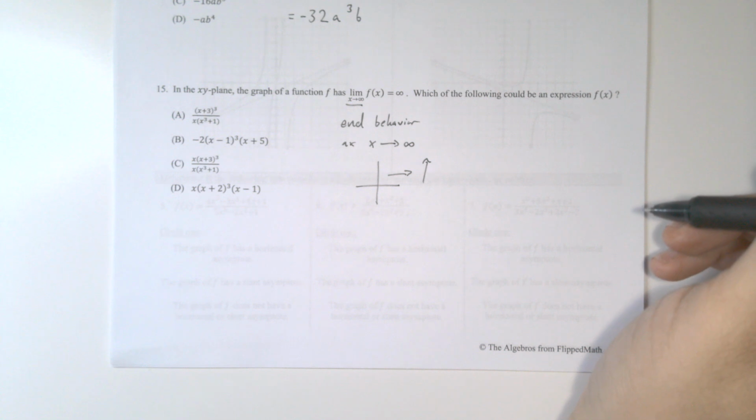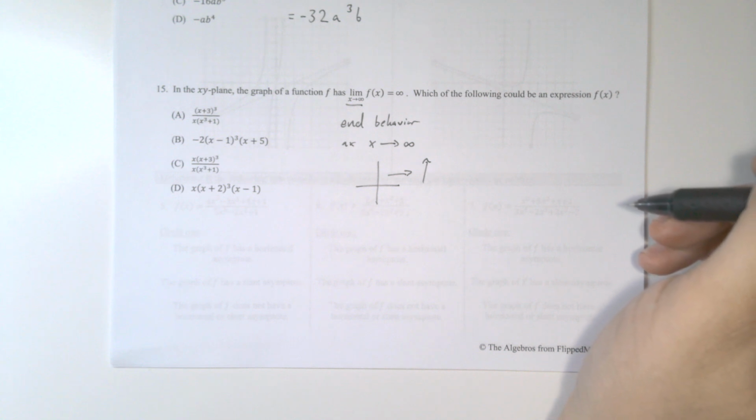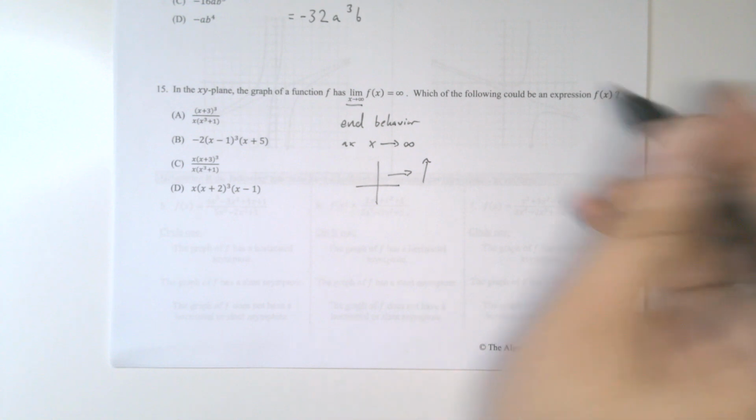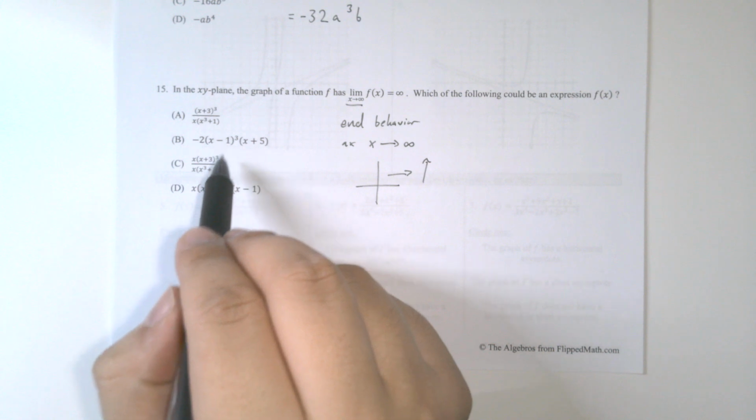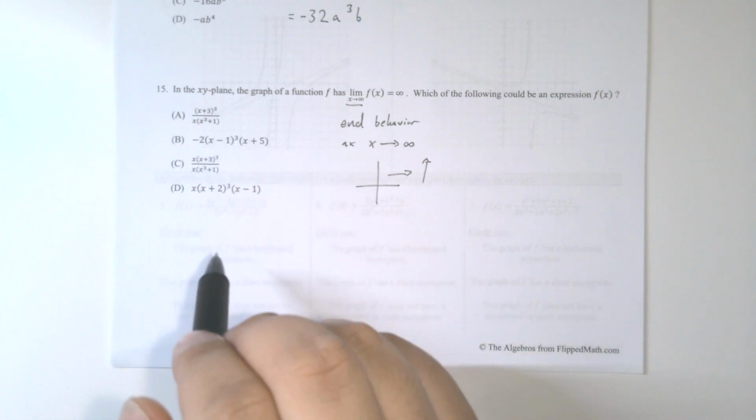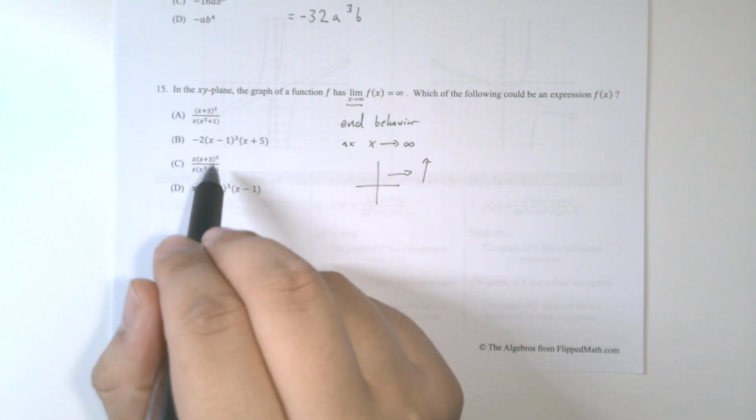Now this isn't directly related to this section necessarily, unless you want to multiply out the x plus 3 cubed and x minus 1 cubed, x plus 2 cubed, okay, and x plus 3 cubed as well.